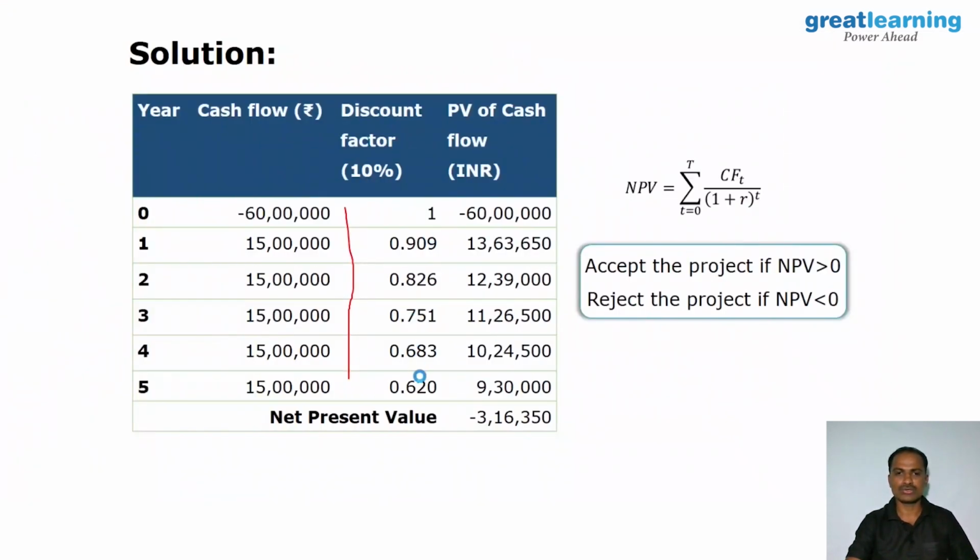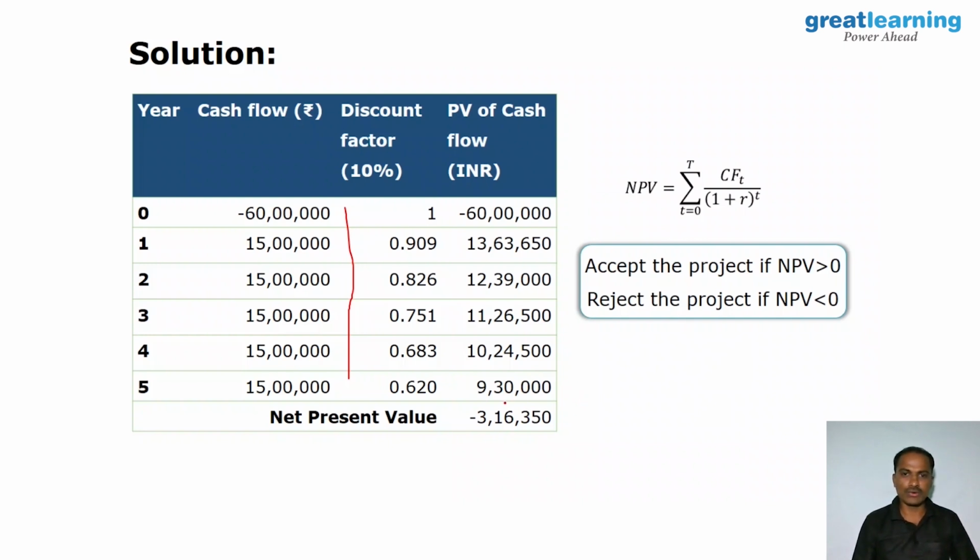So we have taken table values, and next what we will do, we will simply multiply the cash flows with the discount factors. For example, 60 lakhs into 1. Why it is 1? Because this is an initial investment. It will be default 1. Okay, so minus 60 lakhs. 15 lakhs into 0.909, 13.63, 650. 826, 15 lakhs. So 15 lakhs, 0.751, 11, 26, 500. Okay, 15 lakhs into 683, 10 lakhs, 24,500, and 15 lakhs into 0.620, 9 lakhs, 30,000. So 9 lakh 30,000.